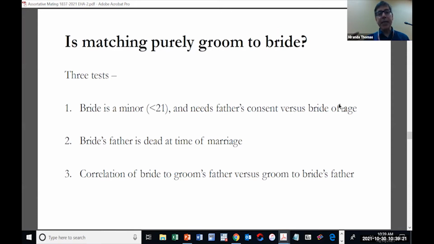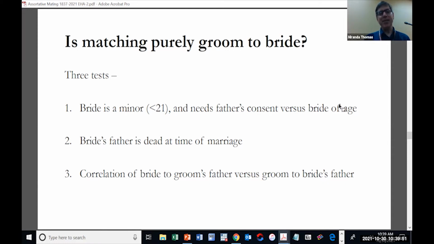Now, is the matching purely groom to bride? We've got three tests. First, in the case the bride is a minor, you need the father's permission. And so that we would think would maybe lead to more groom to father-in-law matching. Another case, though, is often the records identify that the father is dead at the time of the marriage. And so in this case, there isn't any father-in-law really to match to. So we would think that those cases would be ones where there's poor groom to bride matching.